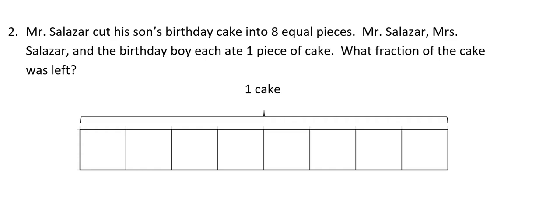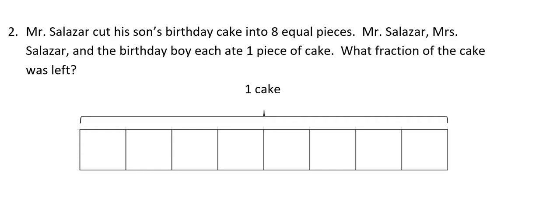Here's another example. This one says, Mr. Salazar cut his son's birthday cake into 8 equal pieces. Mr. Salazar, Mrs. Salazar, and the birthday boy each ate 1 piece of cake. What fraction of the cake was left? Our tape diagram is showing us the cake. It has been divided into 8 sections, showing us the eighths.